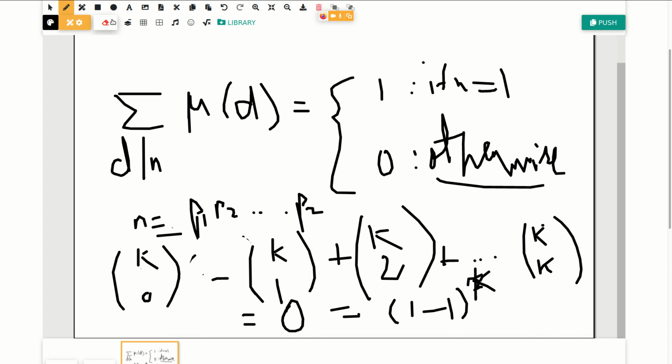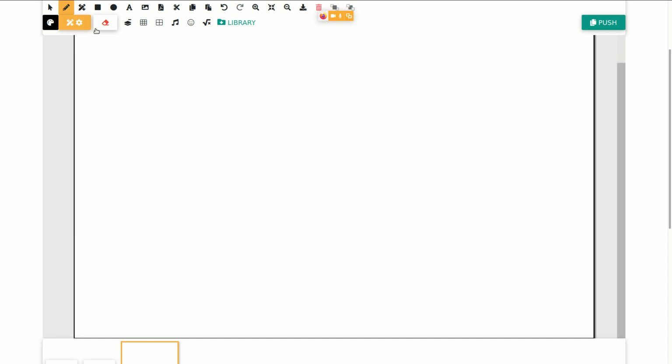Alright, everyone got this? I think everyone got it. Alright, so let's move on to why we study the Mobius function. This topic is called Mobius Inversion.